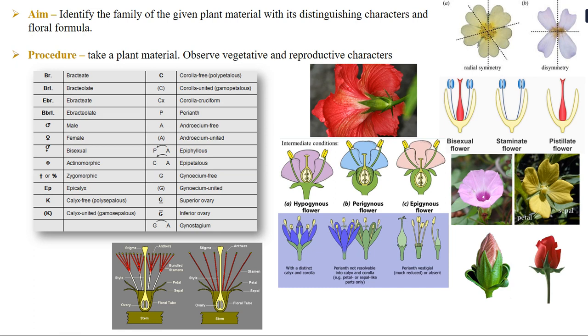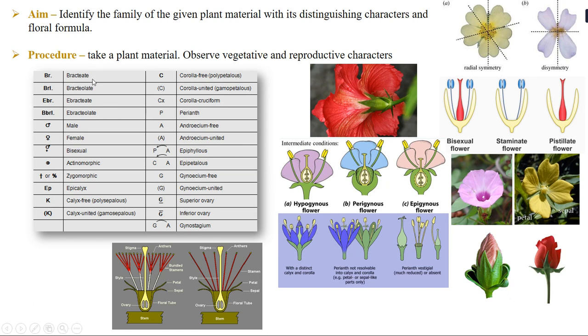So before we move to the actual part of this practical, we first need to learn certain terminologies that are used as a distinguishing character of any plant material. So if you see this chart over here, these are certain terminologies that we are going to learn first. So let us take them one by one.